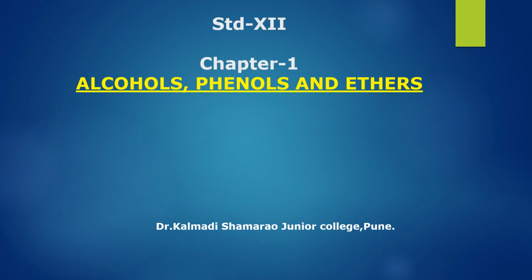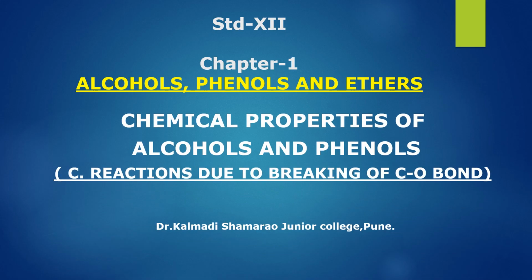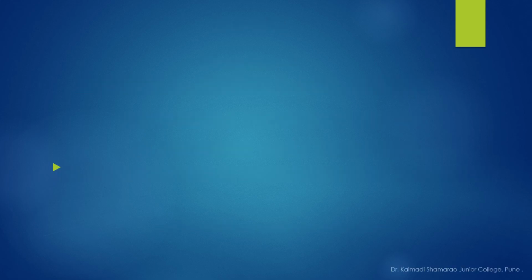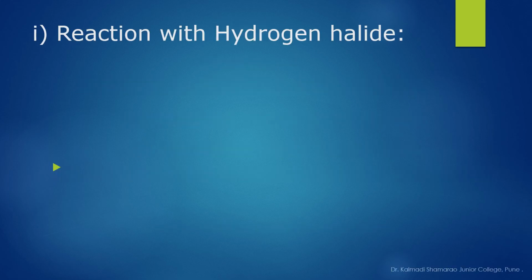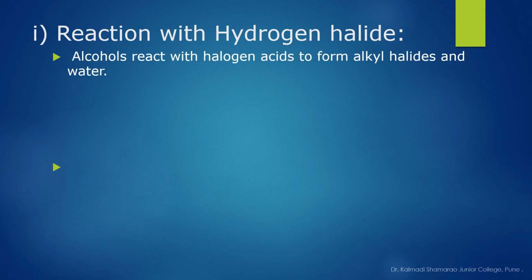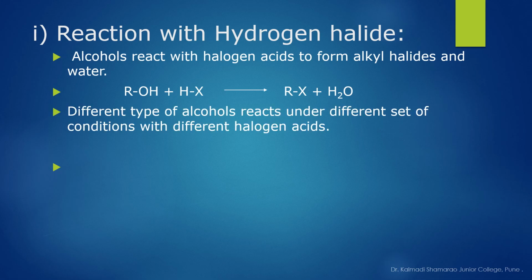Hello everyone. Under chemical properties of alcohols and phenols, today we will study reactions due to breaking of the C-O bond. First, reaction with hydrogen halides. Alcohol reacts with halogen acid to form alkyl halides and water. The reaction. Different types of alcohol react under different sets of conditions with different halogen acids.